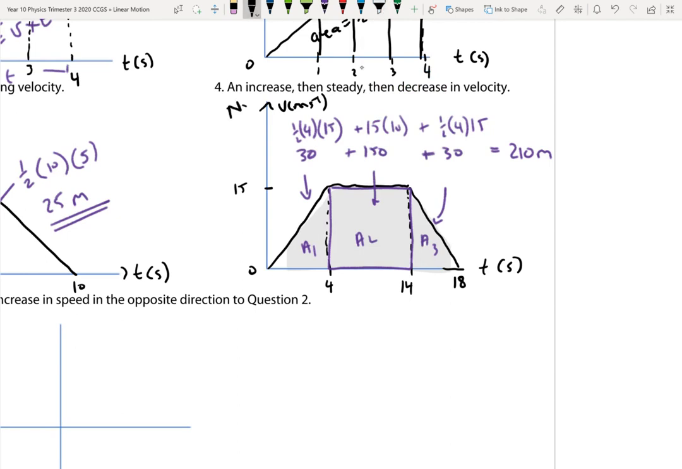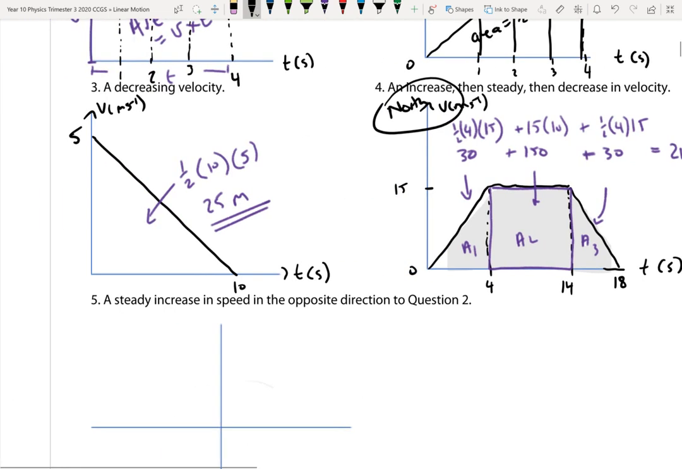Obviously this could be north. On your axis you might have velocity, meters per second north. So all of a sudden we know our car is accelerating north, then cruising at a constant speed north, and then slowing down and coming to rest. Okay? All right.